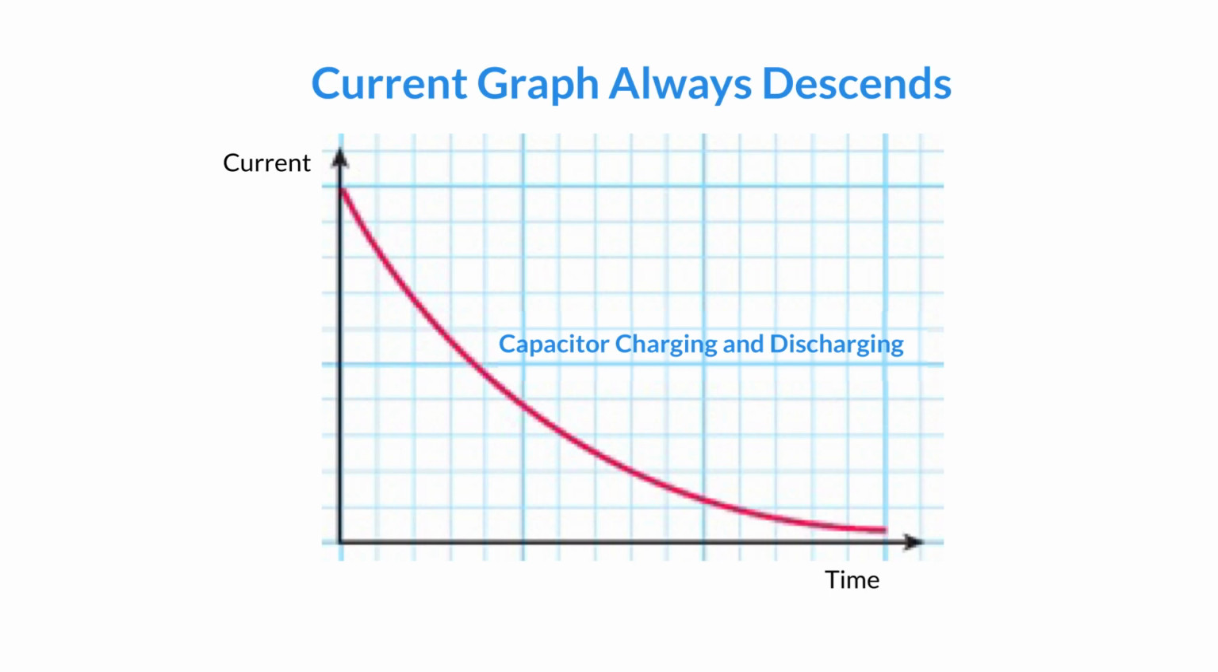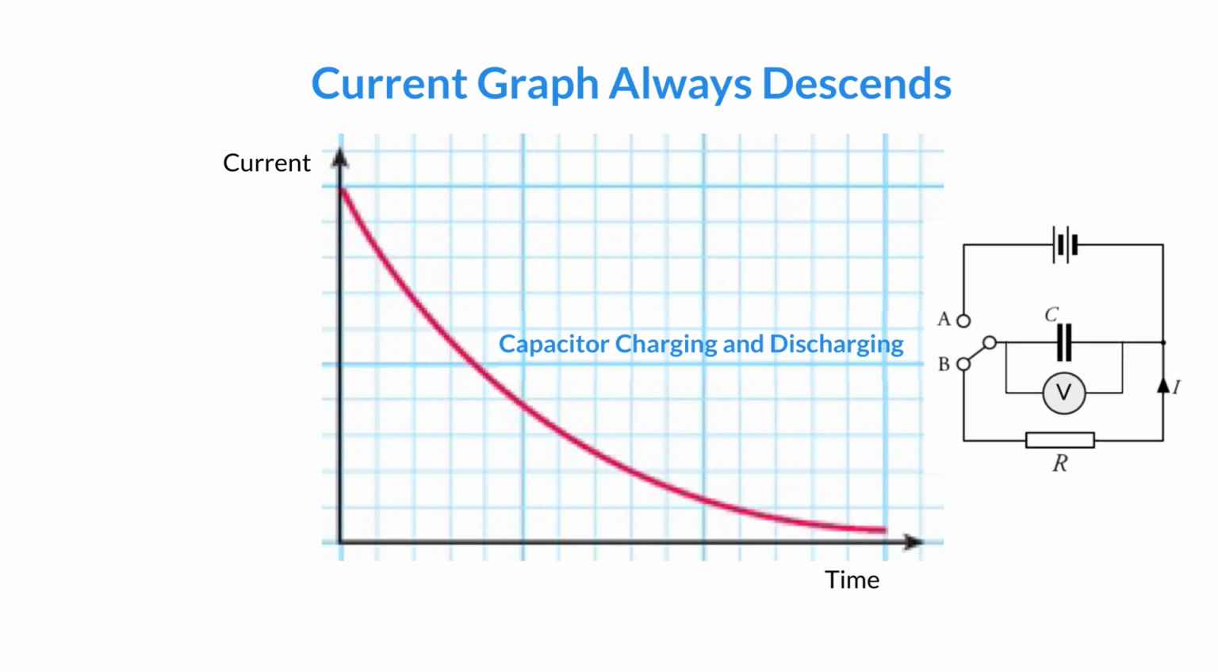So I'm going to try and explain why the current graph is always a decay curve like this. We'll look at the discharging first because it's easier to explain. During this phase we have already charged the capacitor and we've moved it to this position. So once we are discharging, we can ignore the top half and just think of the capacitor as being a voltage source. It's behaving like a cell and it's driving current round this loop.